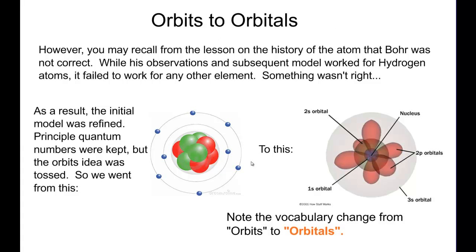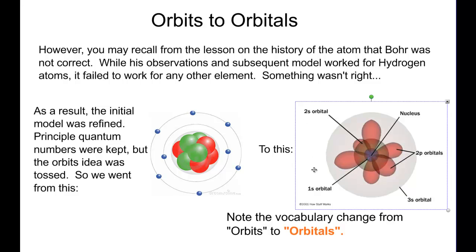All right. So we went from this model, which is the quantum mechanical model, to this model, which is either the quantum mechanical model updated or the electron cloud model. And I do want you to note that with this, we changed some vocabulary. We went from orbits to orbitals. So orbit, orbital, orbit, orbital. Still have the nucleus in the middle. We just have all these things going around it. So we're going to explore more into these orbitals.